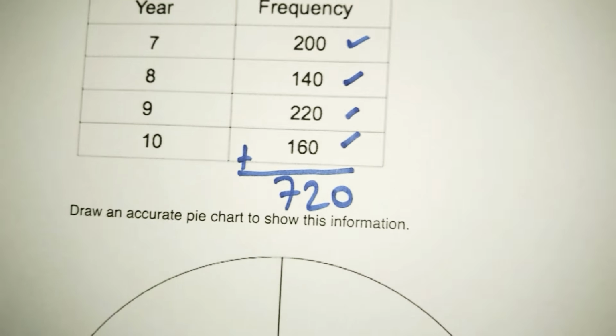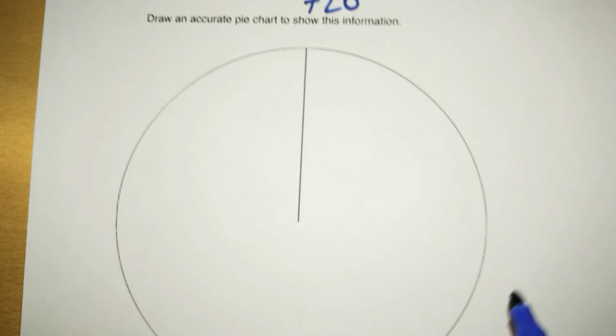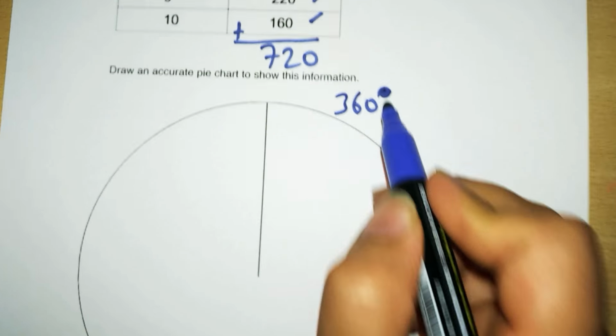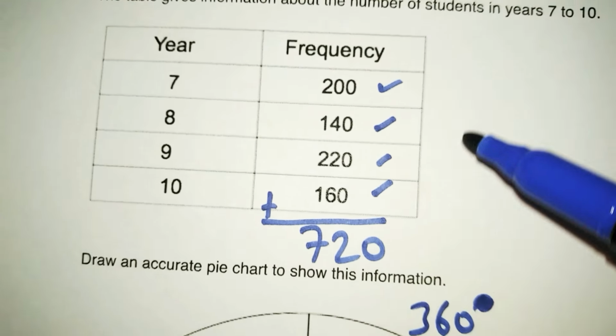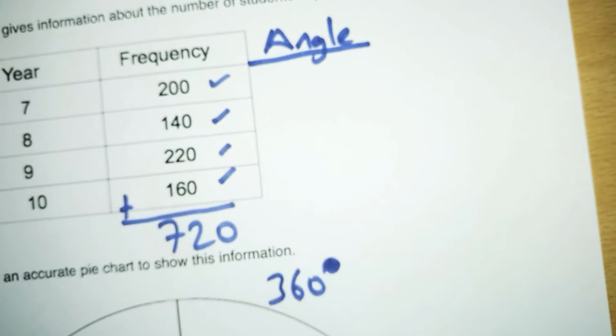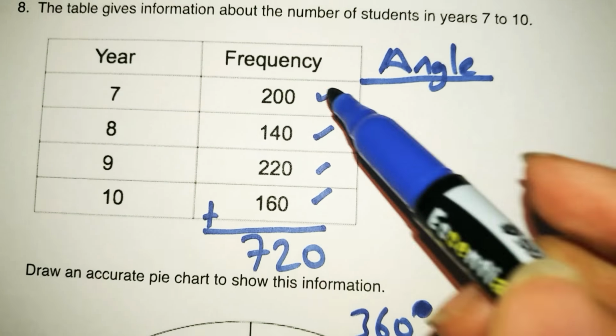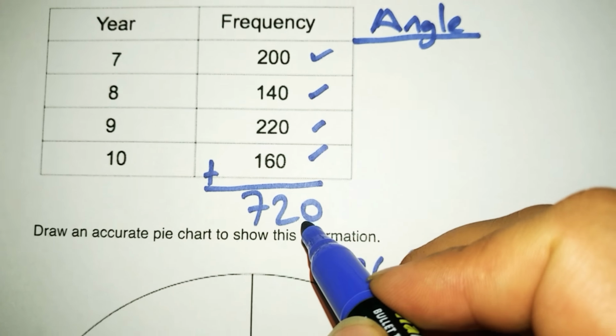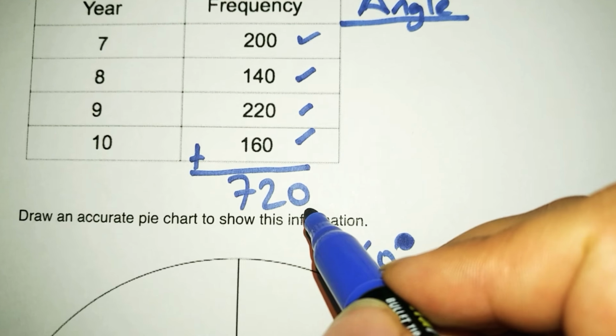And then, because this is the pie chart representation, remember the pie chart is 360 degrees. So you need to represent this frequency in some sort of angle. So please make a third column and make the angle. So how am I going to find the 200 as an angle?